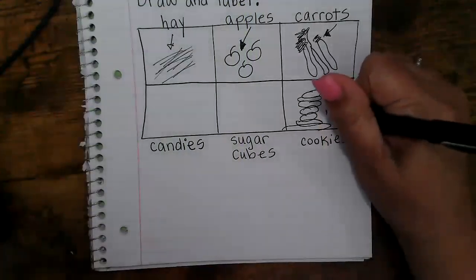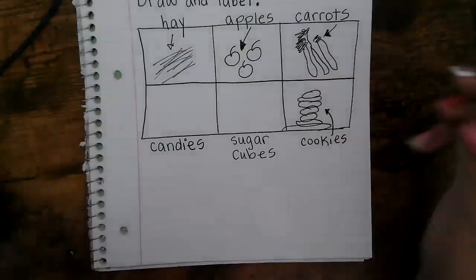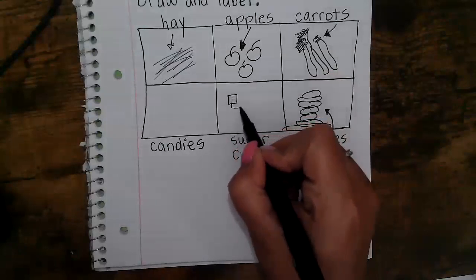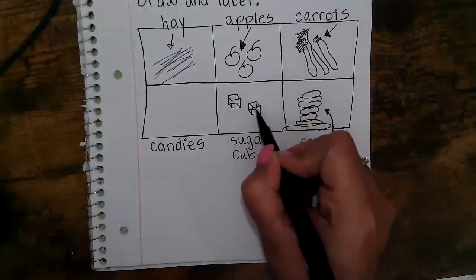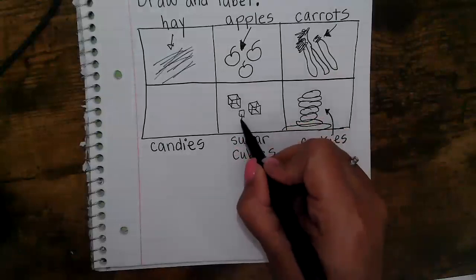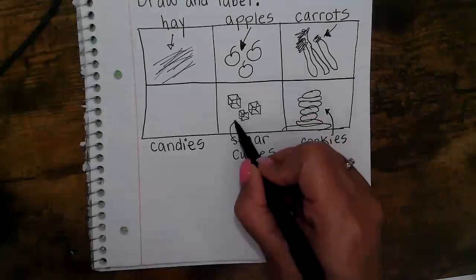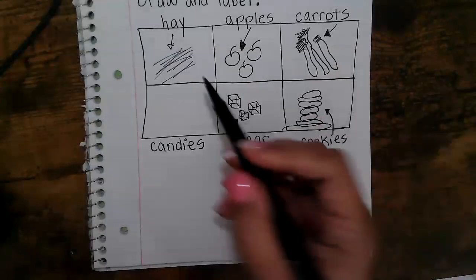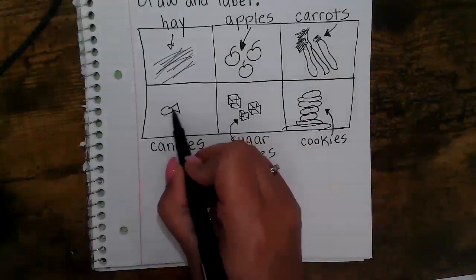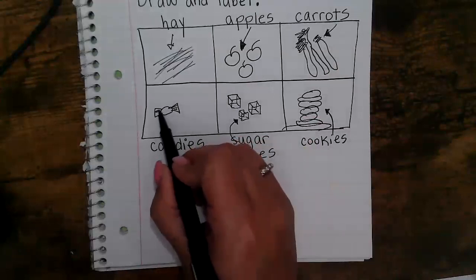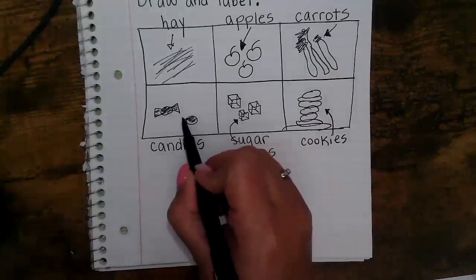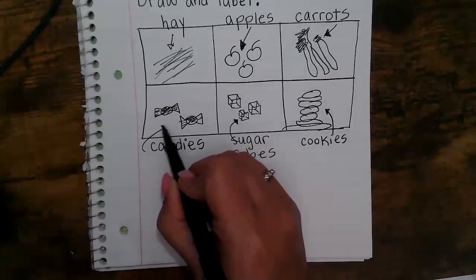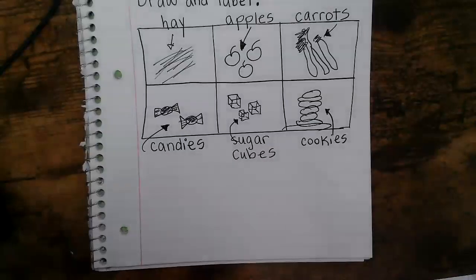And oh, sugar cubes. Here's a cube, the shape of a cube. Here's some sugar cubes. Excellent. And here's some candies. Let me see if I can do a little wrapper. Here's some candies. They kind of look like Haribo's, but that's okay. Perfect. Here's mine.